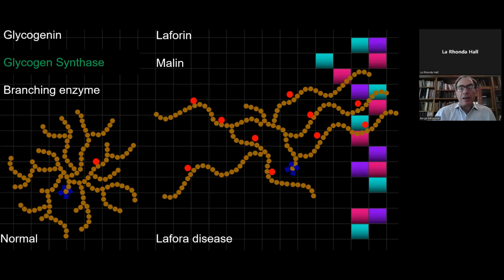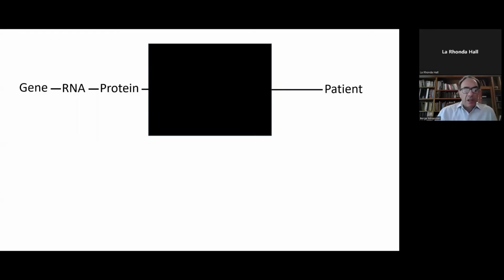And again, part of the black box. We know a lot about them at this point, but we don't know everything about them, and we don't exactly understand how they are important in preventing the normal glycogen that you see on the left from becoming like the Lafora glycogen on the right. Meanwhile, our patients are dying and we want to help them. And as I said, we can do that with gene therapy, and we are doing gene therapy in Lafora disease, but we can also intervene at other places, like at the RNA and the protein.